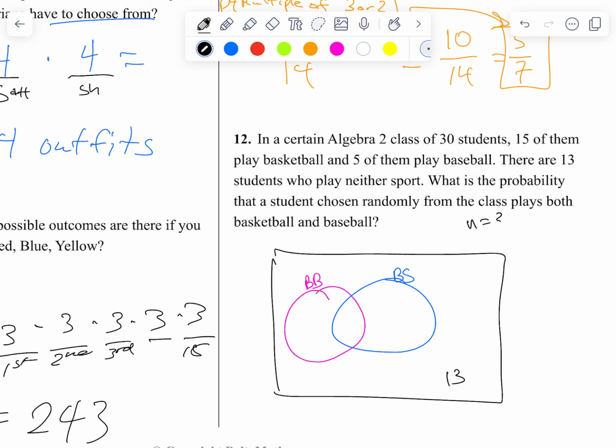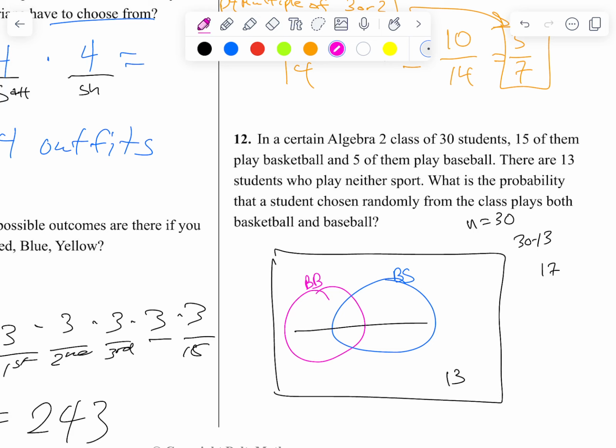I know the whole total of everything here has to add up to 30. 15 of them play basketball total, and 5 of them total play baseball. So if there's 13 that are out here, I know 30 minus 13 is what is going to be in the total in here. So 30 minus 13 is 17. So of these 17 players, I have to figure out 15 of them play basketball and 5 of them play baseball.